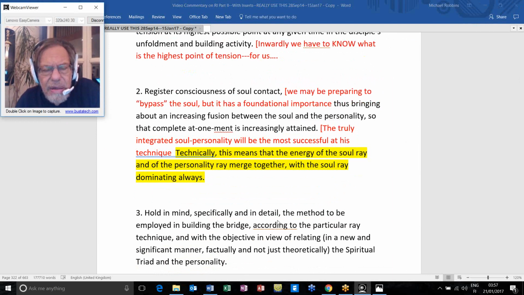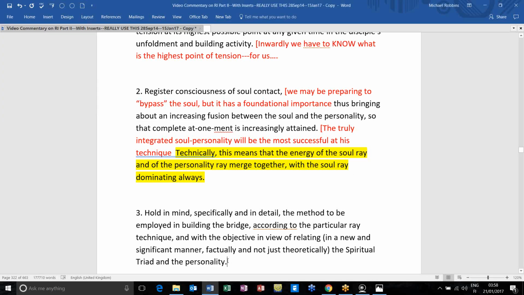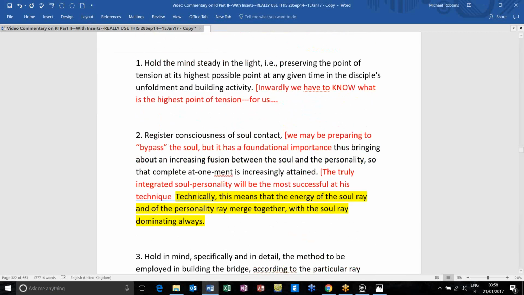We have to hold in mind then, number three, specifically and in detail, the method to be employed in building the bridge according to the particular ray technique and with the objective in view of relating in a new and significant manner, factually and not just theoretically, the spiritual triad and the personality. And this is our objective. We hold this objective in mind, hold this triadal objective in mind. Okay.